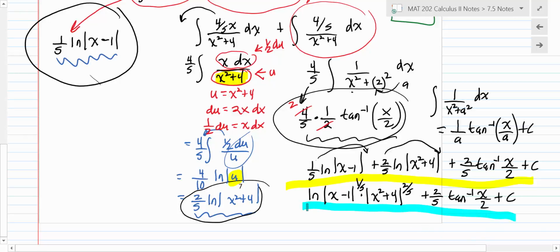Everybody with me on how I did that logarithm? Because I did that in my head. I just brought the exponents up, and a sum of logs can be written as the log of the product. That's the property of logs like that. Okay? All right. Any questions about that?